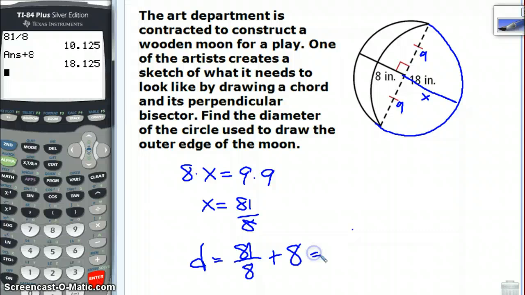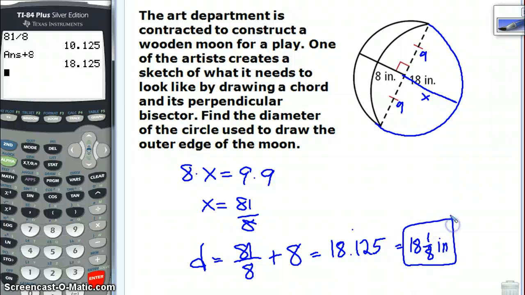And that answer is 18.125, or because I can identify fractions, that's 18 1/8 inches. So we'll send that off to our art department.